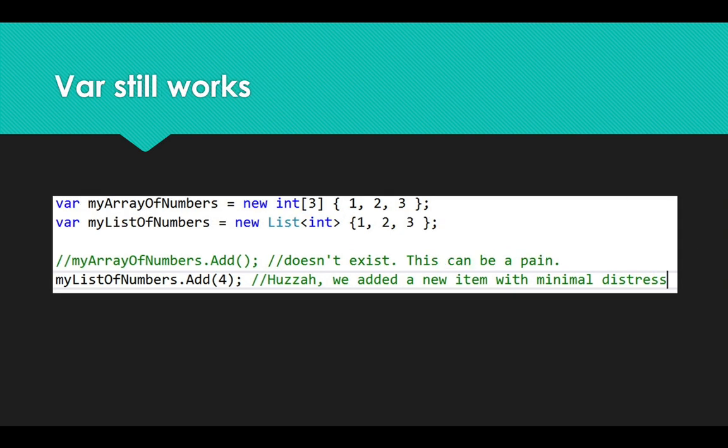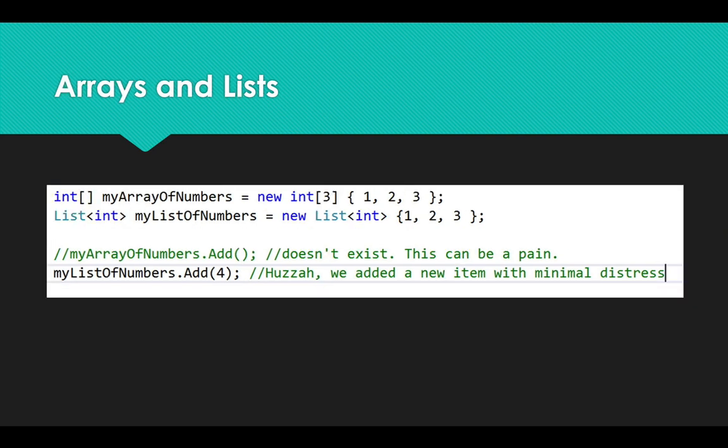Note that var still works here, so var will detect the fact that the right-hand side here is either a new array or a new list of type int, and it will be able to do exactly the same sort of things as our explicitly typed array and list of type int is doing before.